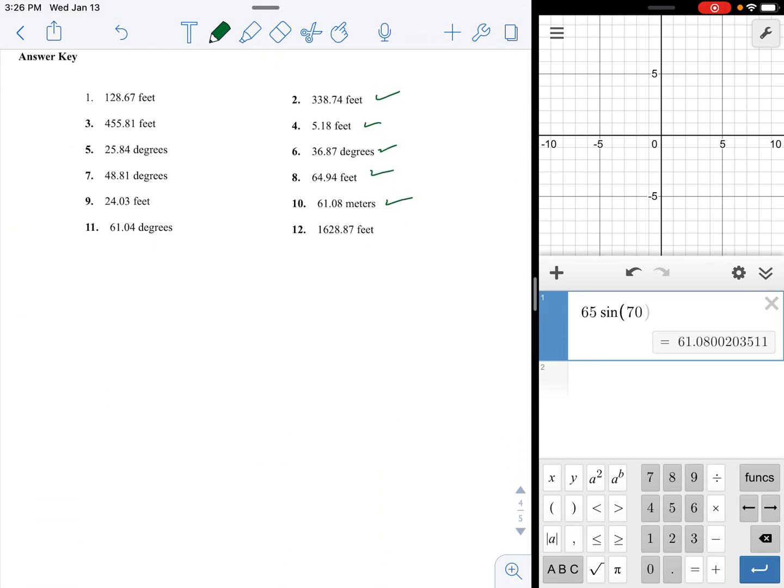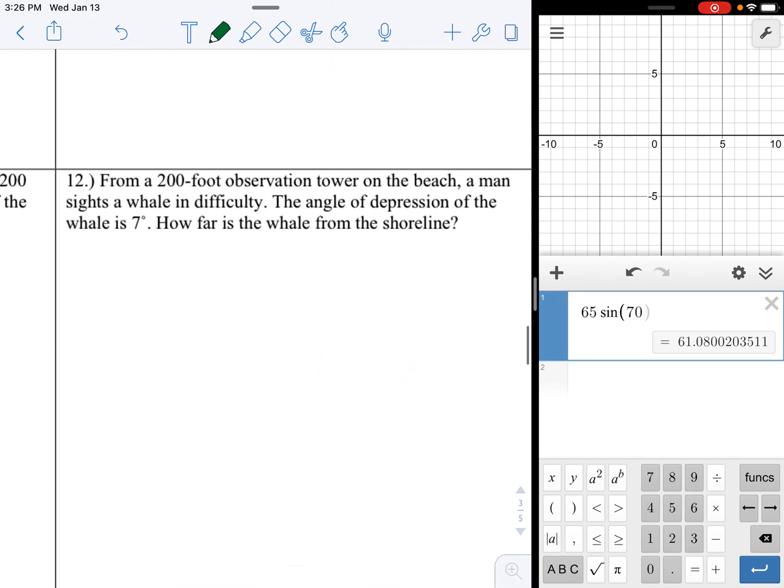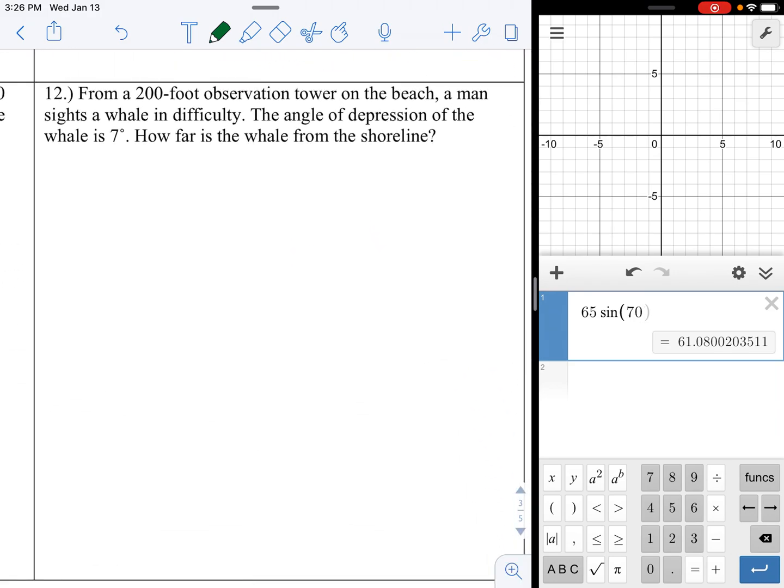And there it is. All right, one last problem, and we will be good to go. From an observation tower on a beach, a man sights a whale in difficulty. The angle of depression of the whale is 7 degrees. How far is the whale from the shoreline? So here's my tower. The base of the tower is the beach. Here's the ocean. Out here is the whale. The guy's line of sight looks like this. The observation tower, 200 feet.